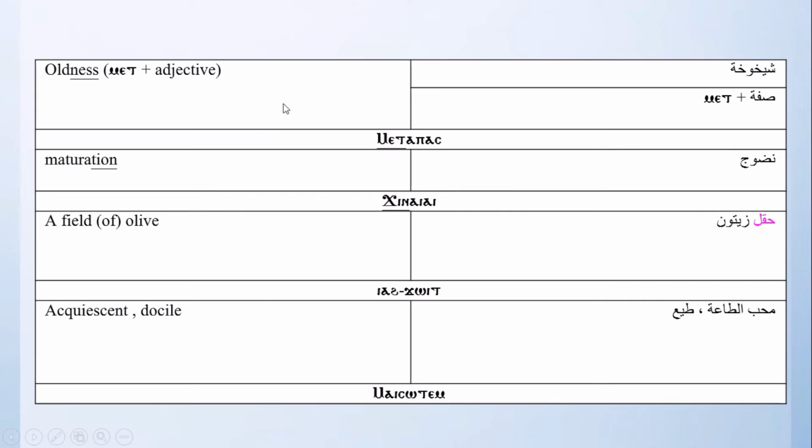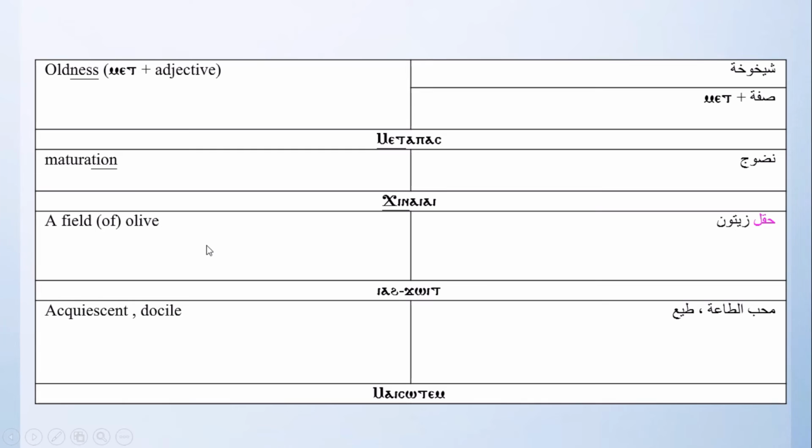We have talked before about this phenomenon of the Coptic language, when we add met before a noun to give the class of things or the period of time. For example, we said Abbas, met Abbas means oldness. Abbas is old, met Abbas means oldness. II means mature, Jin II means maturation.